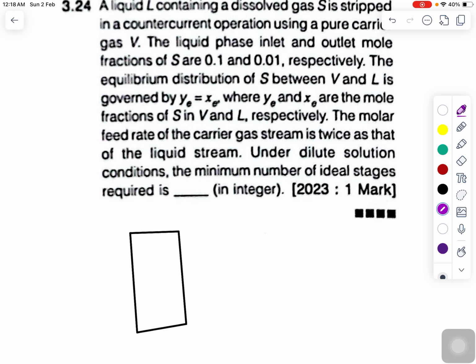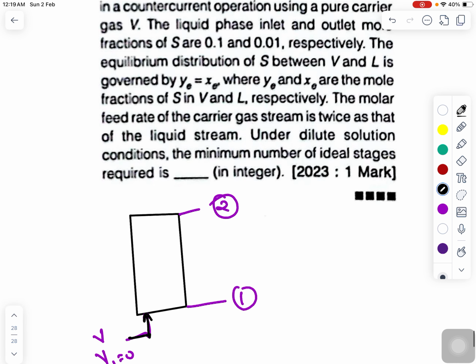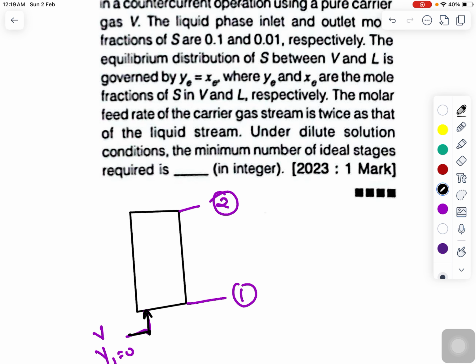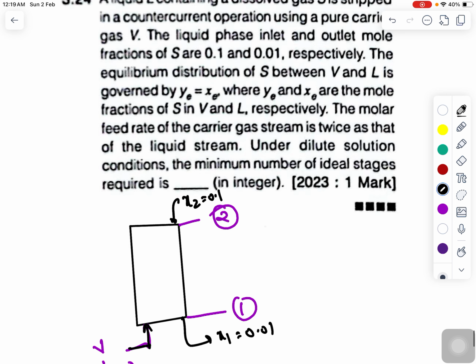The counter current operation uses a pure carrier gas V. So here I am assuming y1 equals 0. If this point is my 1 and this is the second point, entry and exit, then whenever I am talking about entry, that is 1, and whenever I am talking about the exit of the gas, that is 2. This is the standard notation that I am using. The liquid phase inlet and outlet mole fractions of S are 0.1 and 0.01. So here the inlet x2 is equal to 0.1 and x1 equals 0.01. This is in mole fraction.